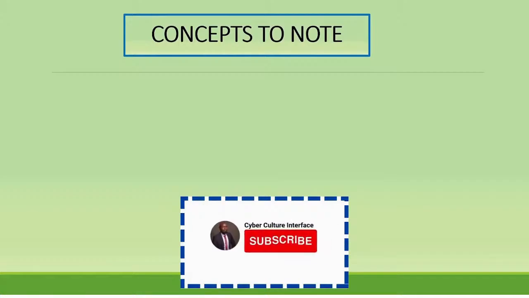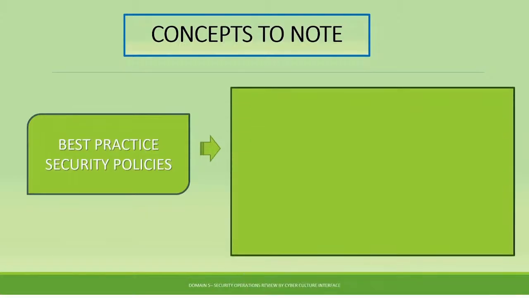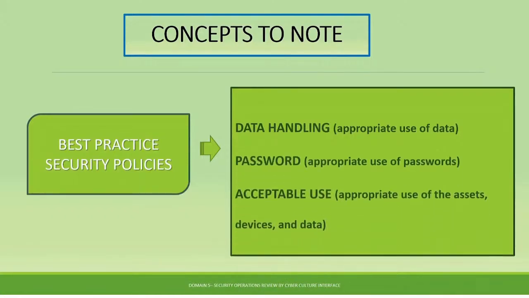Another key concept to take note of in Domain 5 of the Certified in Cybersecurity is the concept of best practice security policies. These are policies that help to implement best practices within the organization, and these practices involve some sets of activities. Some of the things involved under best practice are data handling, password, and acceptable use. These are policies guiding data handling, password creation or use, appropriate use of data, and acceptable use, which also talks about appropriate use of assets, devices, and data. So these are security policies set up to help implement best practices within these areas.